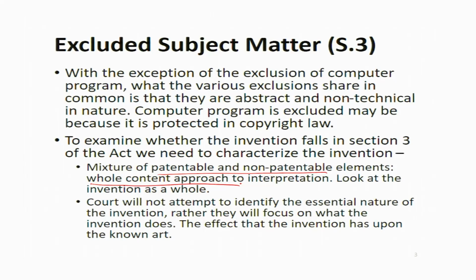If the invention consists of patentable and non-patentable elements, then the whole content approach is to be adopted. Look at the invention as a whole, and let's not dissect the invention into patentable and non-patentable parts. We will look at the invention as a whole to see whether it can be patented or not. The court will not make an attempt to identify the essential nature of the invention. So we will not identify which part is essential and therefore give a patent to that part. No, that will not be the approach. The approach will be to see the effect of the invention upon the prior art. What the invention does, this is the key word.